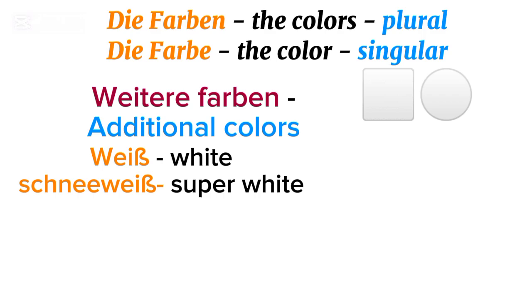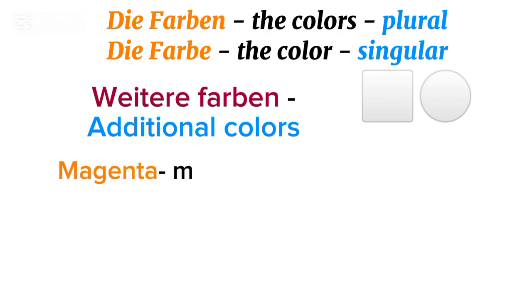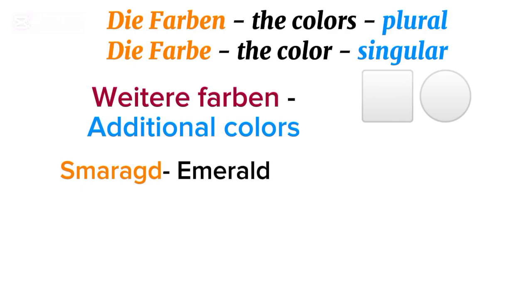We also have weiß with an S set, okay? S set. This is white color, okay? Like the color of as white as snow. Snow is Schnee. So it is Schneeweiß. Schneeweiß is the super white. It is purely white, okay? Magenta. Just like in English, magenta. We also have smaragd. This is emerald. Then we also have creme. This is cream color. You see the spelling, cream.